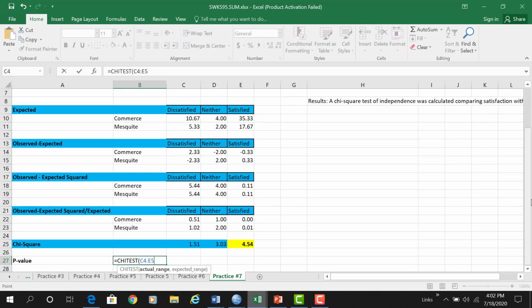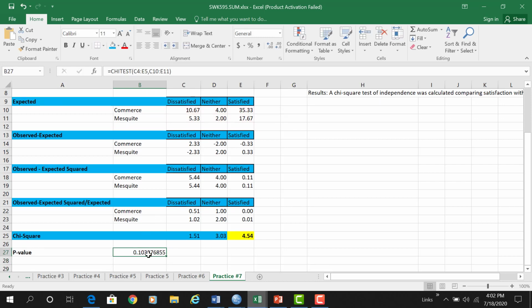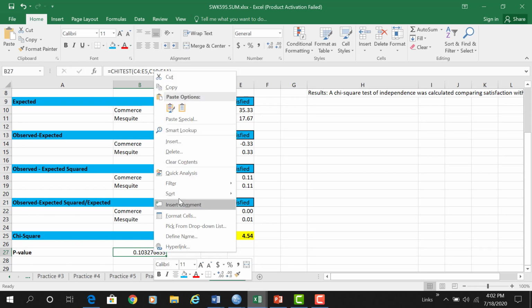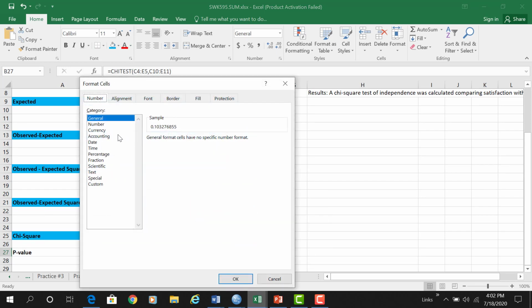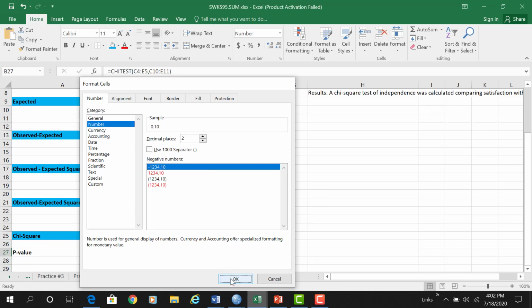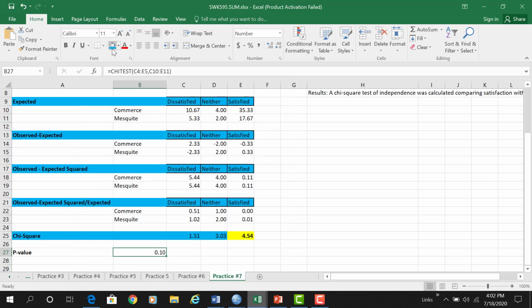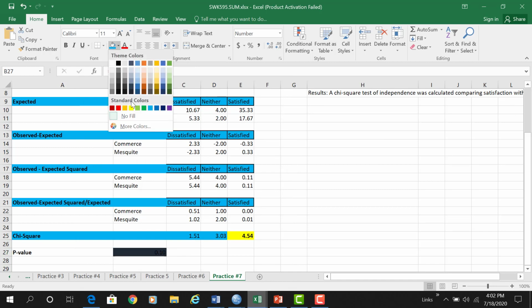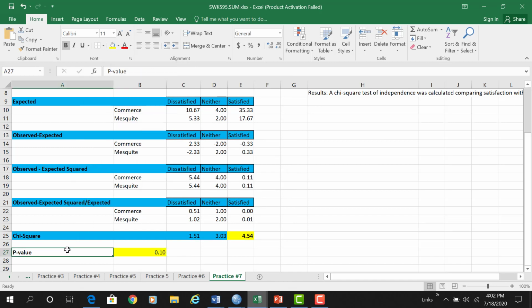And for the expected range, make sure you put the comma in between. So comma, and then the expected range for Commerce and Mesquite from dissatisfied to neither and satisfied is right here, and hit enter. And this is our p-value. Again, we can right click, format cells, do number with 2 decimal places, and here's our p-value.